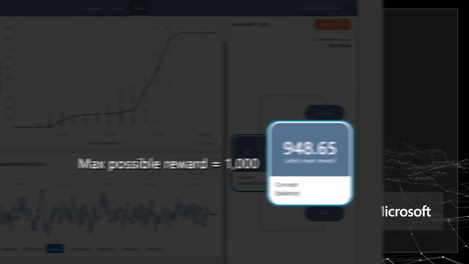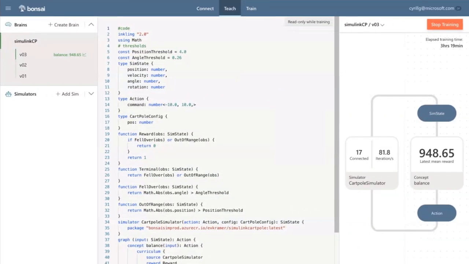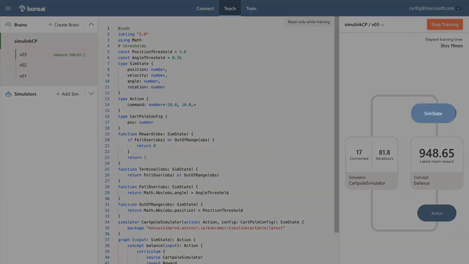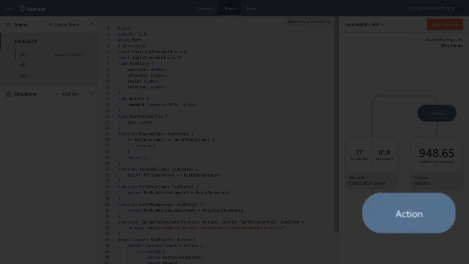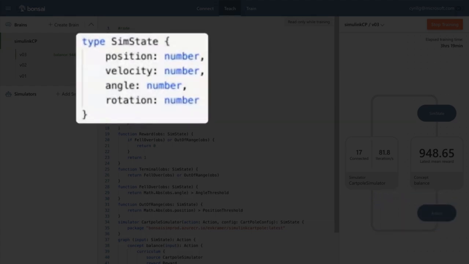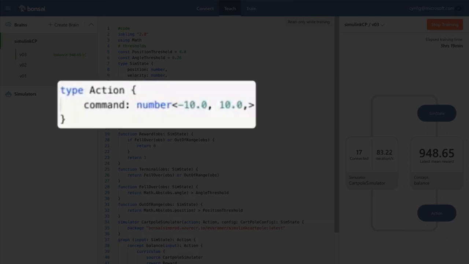Let me go and show you how we allow the user to actually teach our system what the environment is all about and what the optimal behavior is that we want the AI system to learn. The two pieces that are incredibly important are always, what is the simulation environment made of? What is the state information that is available to the AI service? And what are the actions that should be controlled by the AI system? In our case, position, velocity, angle, and rotation. And the action is you can either move the block to the right or to the left.